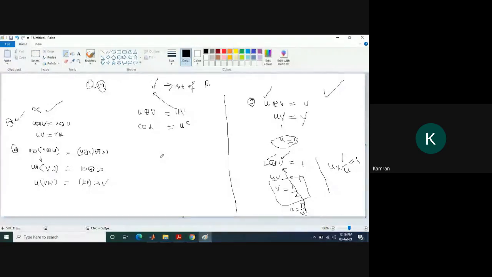The condition beta: if c is a real number and u is a member of V, then c dot u is equal to u power c. So u power c, if u is a real number and c is some scalar, then u power c is a real number. This means that condition beta is satisfied.